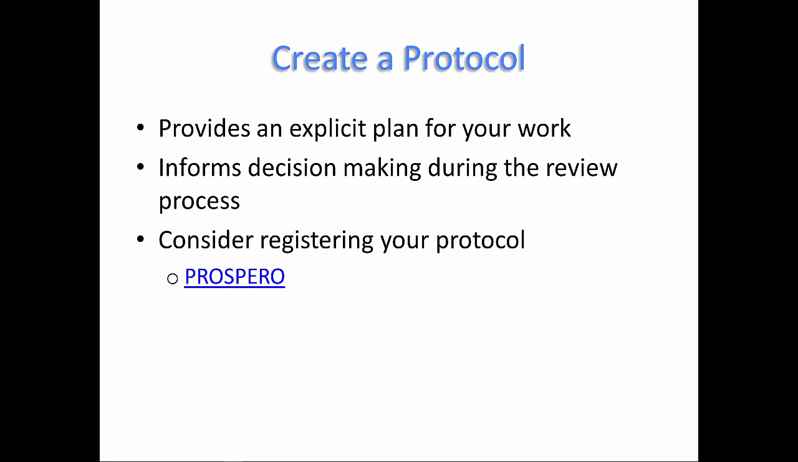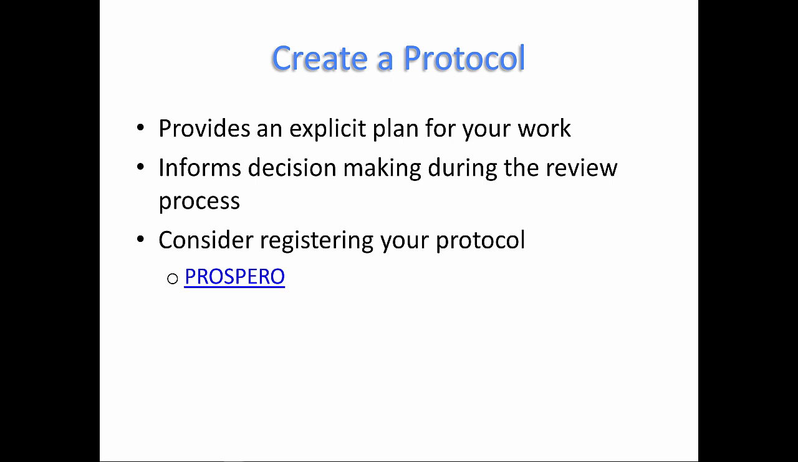Prospero, from the Center for Reviews and Dissemination at the University of York, is an international database of prospectively registered systematic reviews in health and social sciences. Key features from the review protocol are recorded and maintained as a permanent record. Prospero aims to provide a comprehensive listing of systematic reviews registered at inception to help avoid unplanned duplication and enable comparison of reported review findings with what was planned in the protocol.